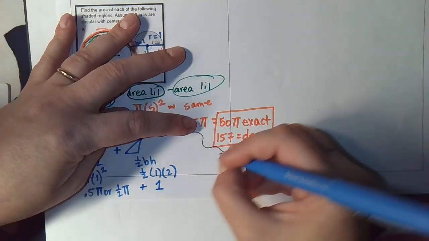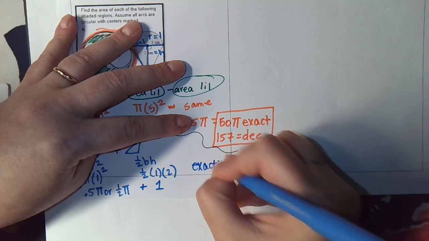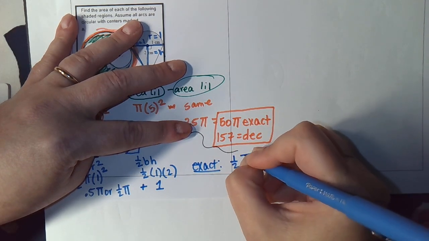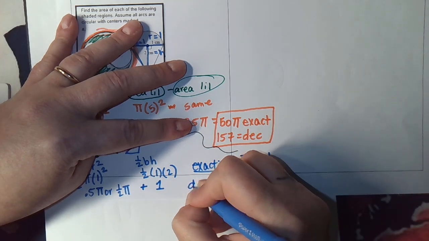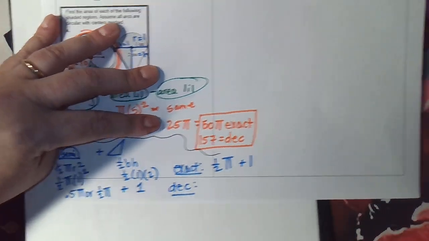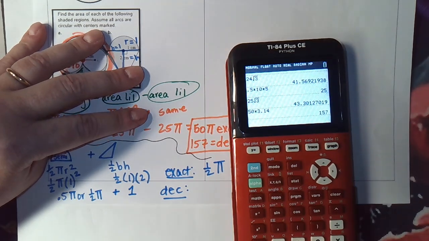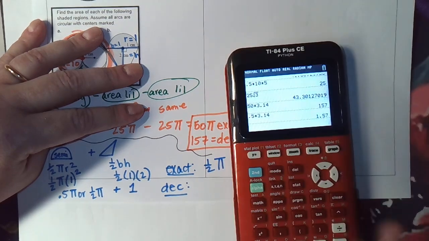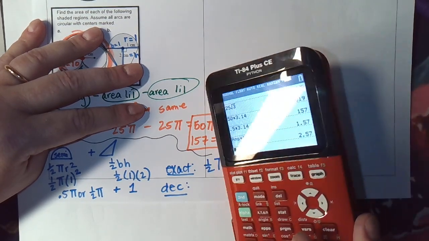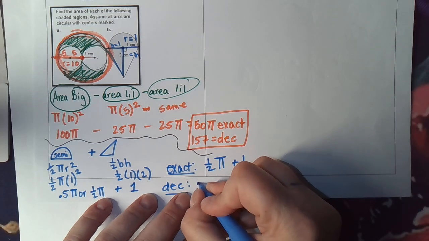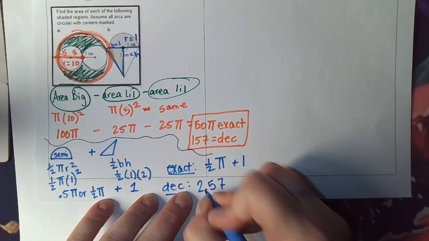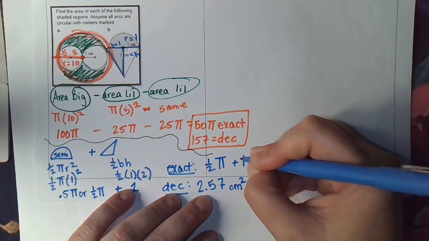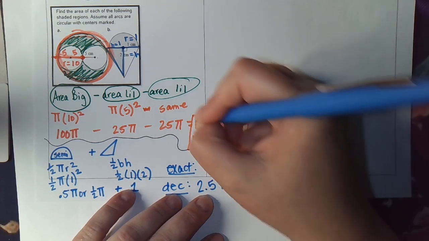Okay, and we have to add them together. So if they want an exact answer, still with the pi's and everything, you're going to put 1/2 pi plus 1. If they want a decimal, that's when we can actually put it in the calculator. 0.5 times 3.14 plus 1, 2.57. Okay, and we are in centimeters, and we're squared. All these have been centimeters squared.